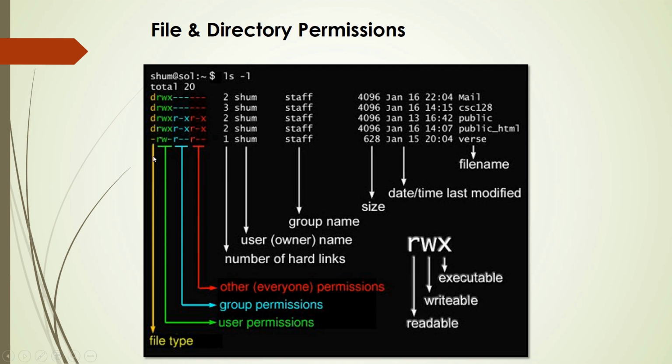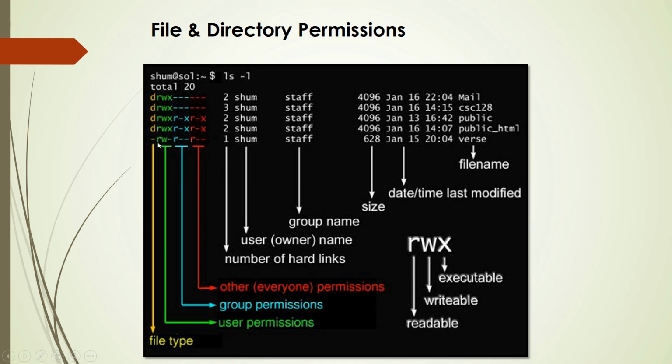If you see, the first part represents the file type. So for this particular file, the first part is the file type. A hyphen means it is a file. Similarly, if you see public_html, it is a directory, represented by d.